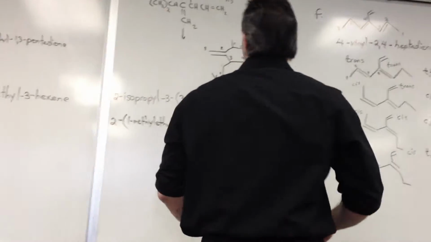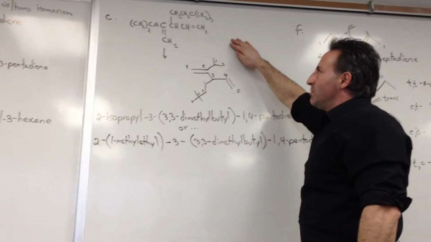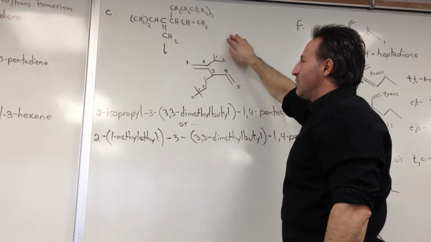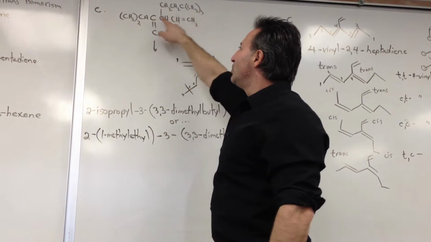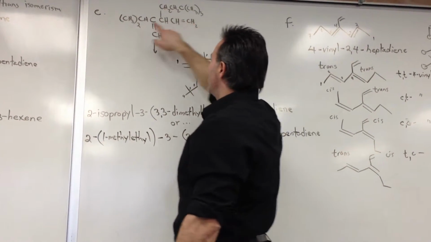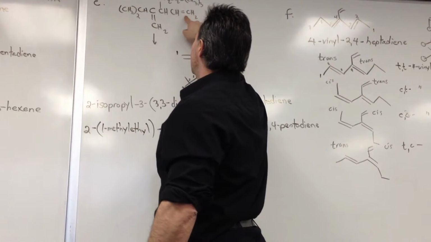In E, we have this molecule, which was tricky to name, because whenever you name molecules that contain double bonds, you have to pick the longest chain that includes the double bond. It's tempting here to look at this chain, because that would be the longest continuous chain, but it would exclude the double bond.